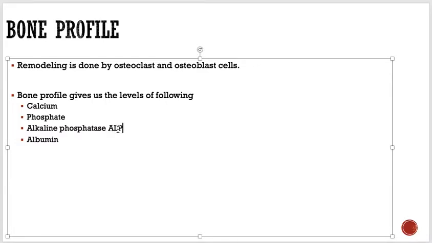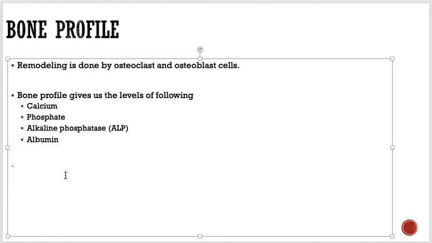So ALP, they write it as ALP, alkaline phosphatase. Alkaline phosphatase basically has different isozymes, but we are not going into that detail because our discussion right now is the bone profile. The important thing to tell you is that alkaline phosphatase can be raised in multiple conditions: liver, biliary, as well as bone. And alkaline phosphatase can also be raised in heart conditions, like after myocardial infarction. So different things can lead to an increased level of alkaline phosphatase.